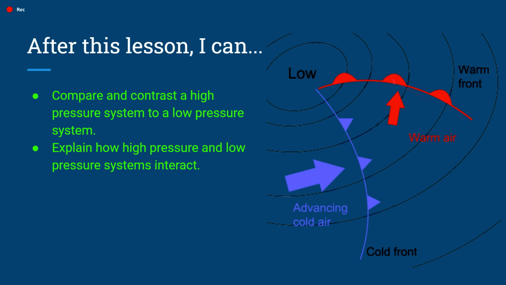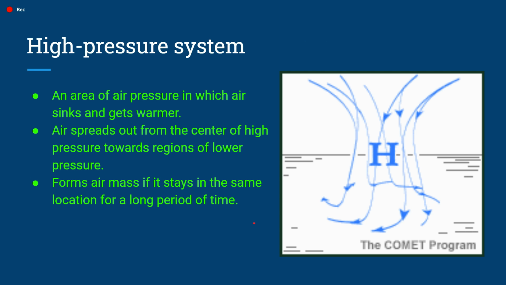And you can also see in this little graphic here, the warm front and the cold front that we talked about in the last lesson, they have a lot to do with low pressure systems, which is why this says low here. So as we go through this lesson, I'm going to show you how low pressure systems play a role in the development of warm fronts and cold fronts. So here we go.